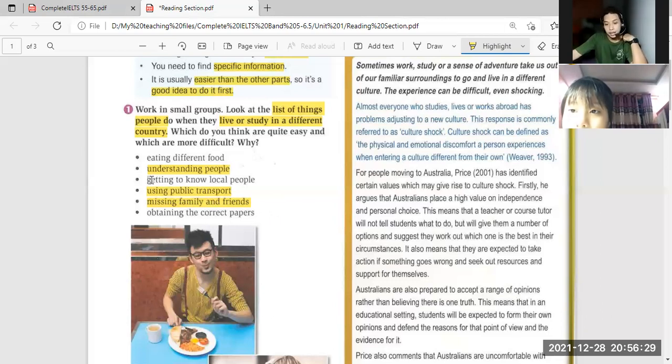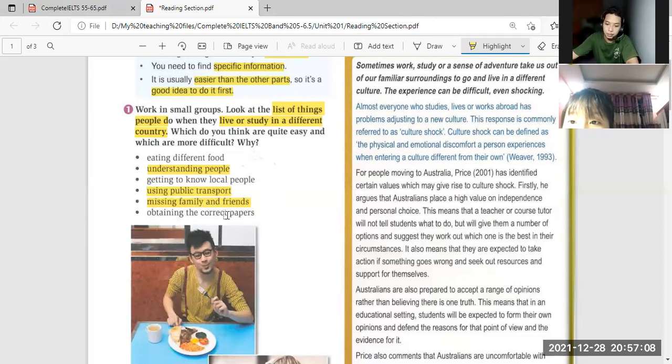Okay, very good. Now, what about getting to know local people? What do you think is more difficult? Because if you are in a different country, you don't know anything about this country, and you don't know anyone, and it's difficult to get to know local people. Very good, Toy. Very, very good.